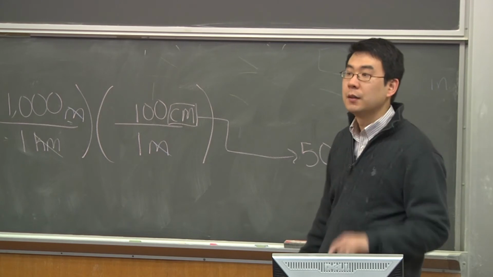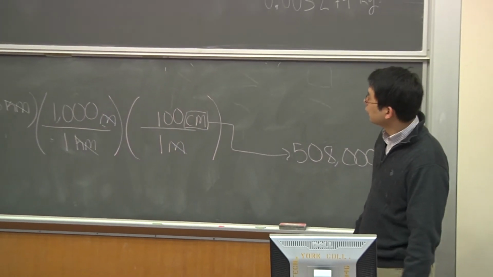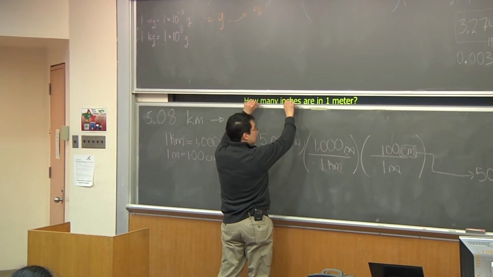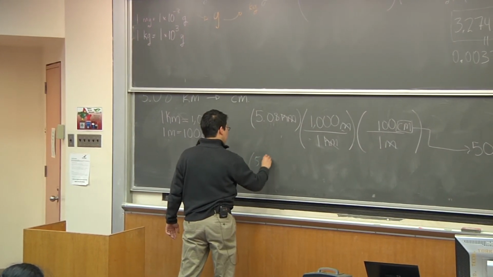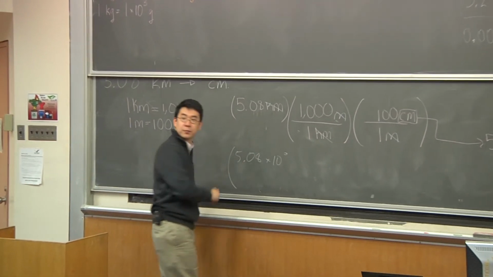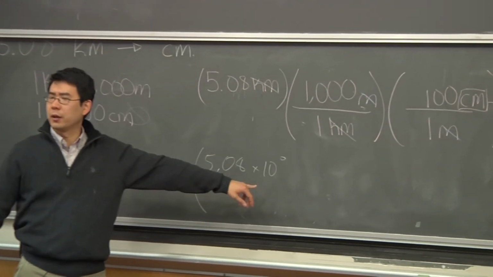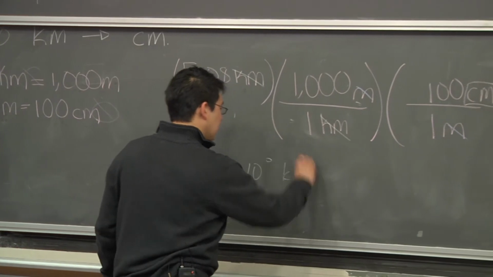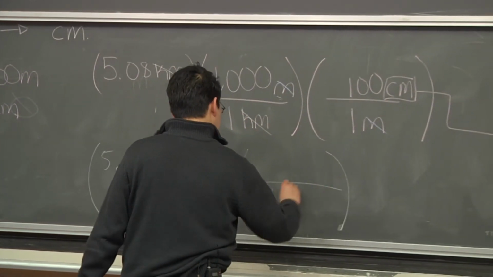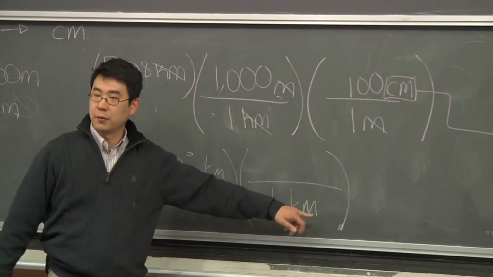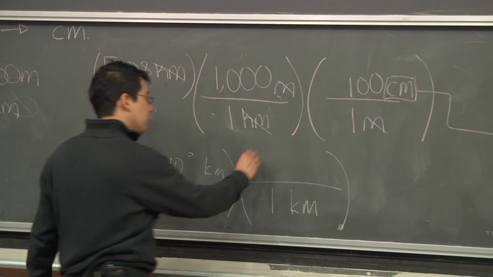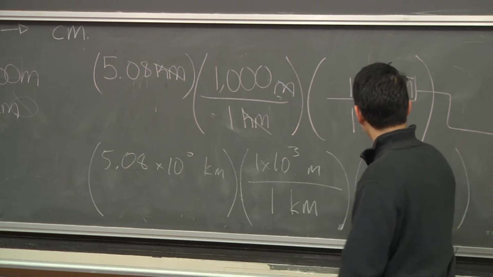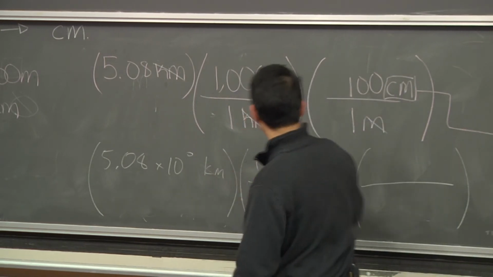Questions? Can we do it the other way with the scientific notation? Yeah. If you do it with scientific notation, this is 5.08 times 10 to the 0, because 10 to the 0 is 1. So this is 5.08 times 1, which is 5.08 km. Then 1 km goes in the bottom, because we want the km and the km to cancel, equals 1 times 10 to the 3rd meters. Km and km cancel, we have meters.